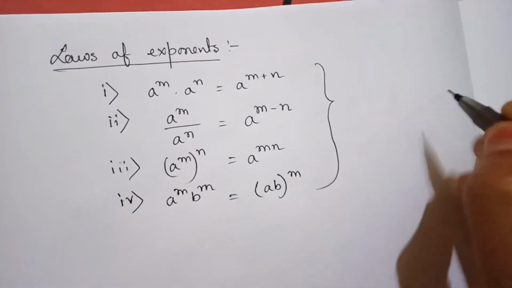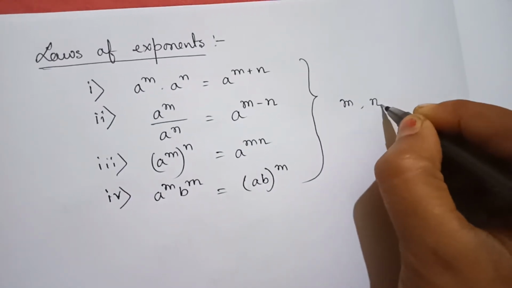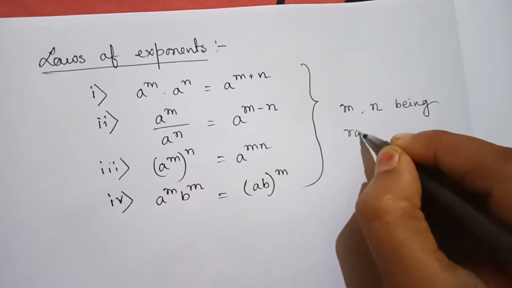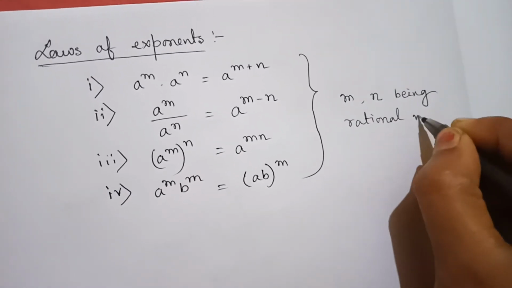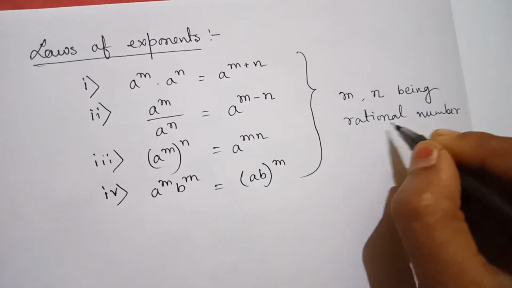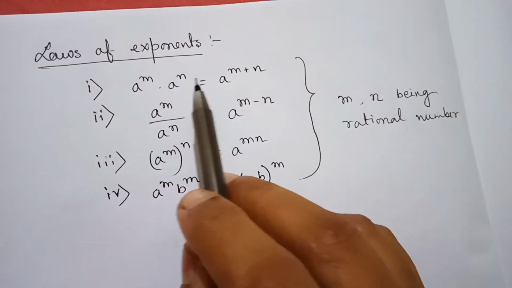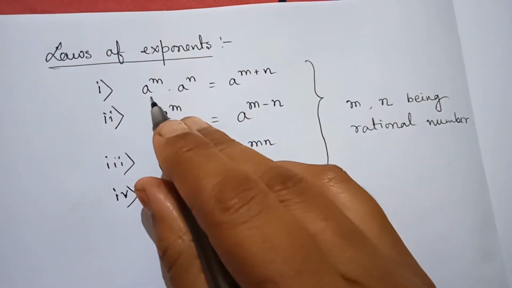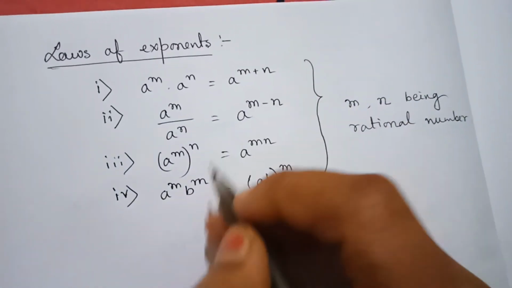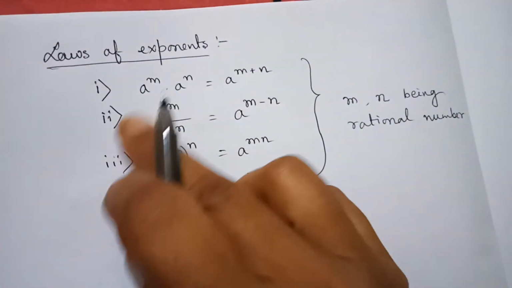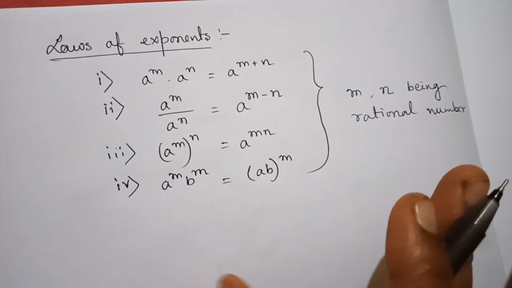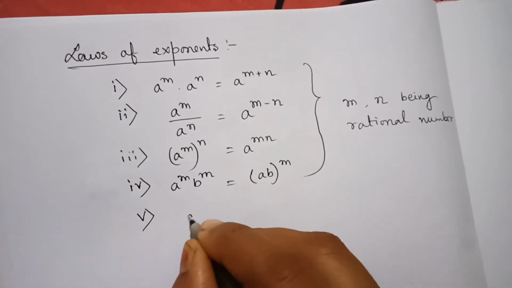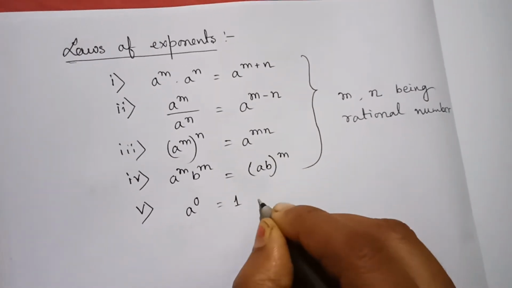These are valid for m and n being rational numbers. Rational numbers means it can be integers, it can be fractions. And a is obviously greater than 0, not negative. Here not negative, but it can be taken as negative, no problem with that. Then number 5, a to the power 0 equals 1. This is called the trivial case.